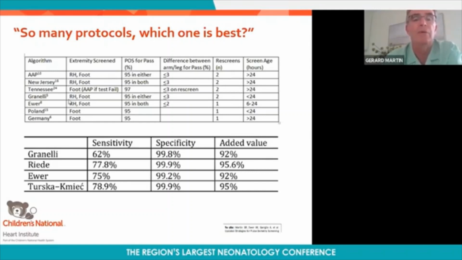before failing a baby. Granelli, much closer to the US. You're a little bit more restrictive in that you can only have less than or equal to 2 difference between the upper and lower extremity. And like Poland and Germany, Andy and his group have eliminated the second rescreen. Now, the issue with all of these is because of the numbers, it's hard to pick the best one. And it's hard to really say with any kind of certainty whether one of these is better given this sensitivity that you're seeing.